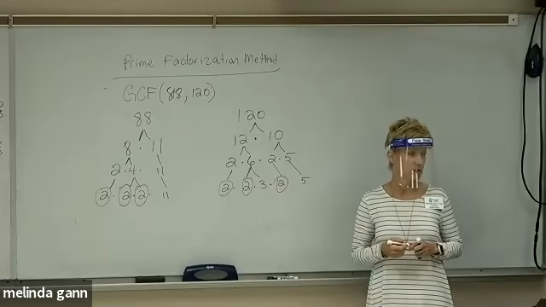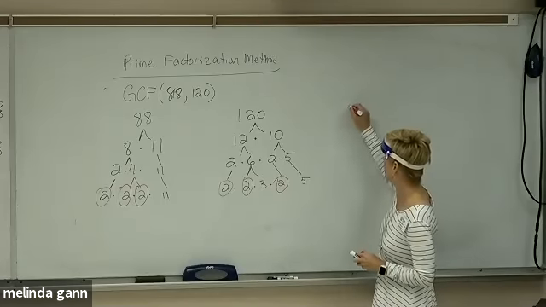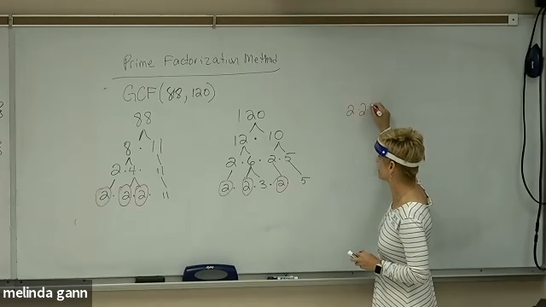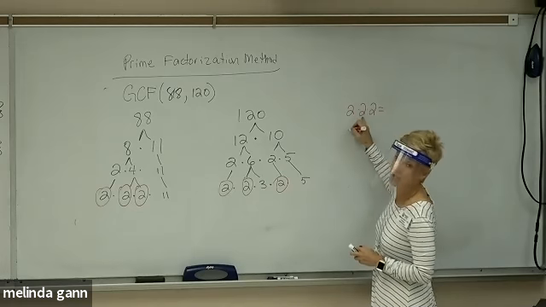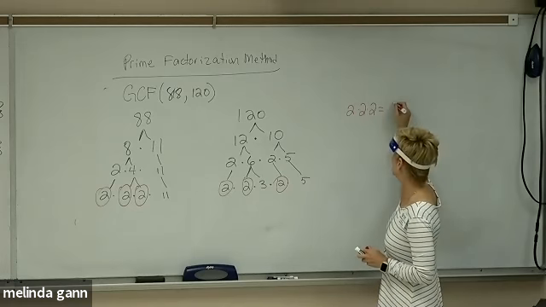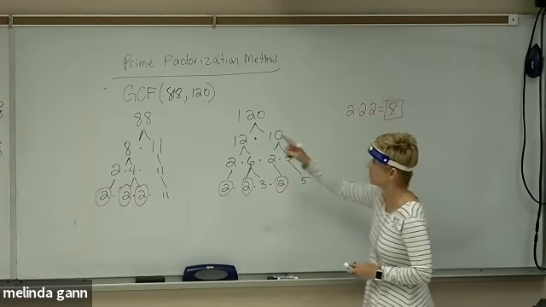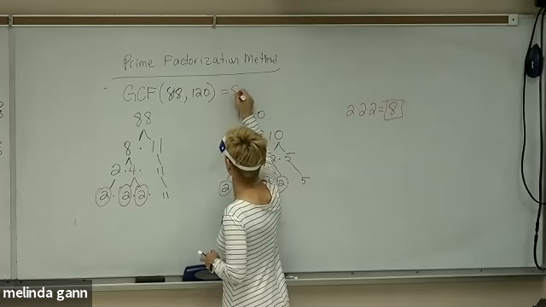How many trees? Just 1. So I'm going to multiply what? 2 times 2 times 2. What's 2 times 2? What's 4 times 2? 8. So the greatest common factor of 88 and 120 is what? 8.